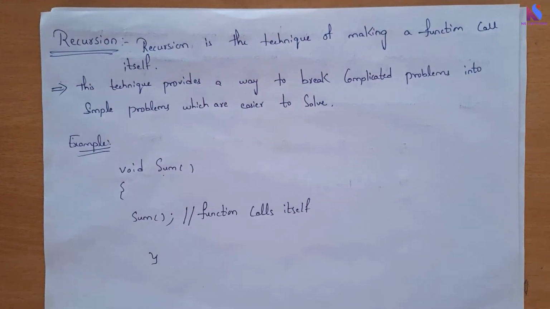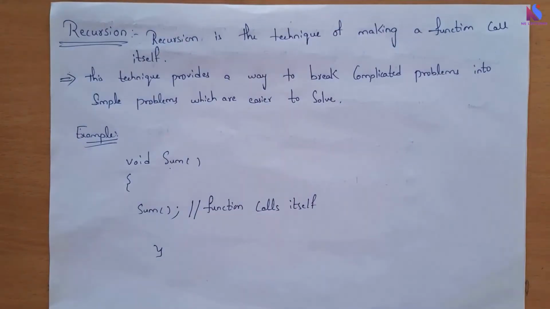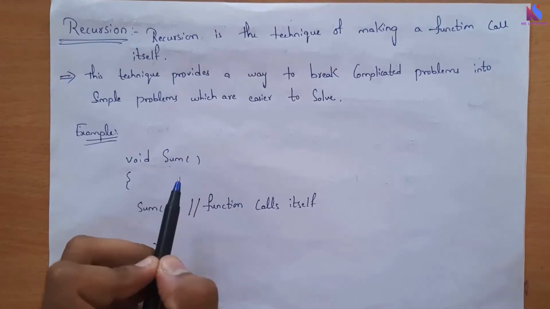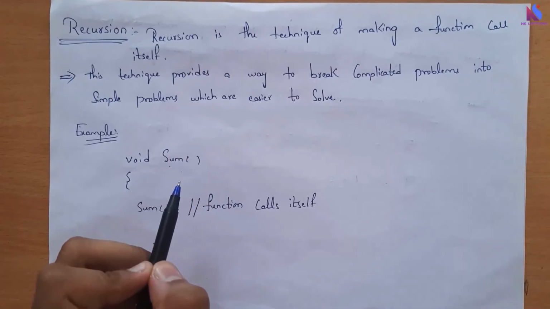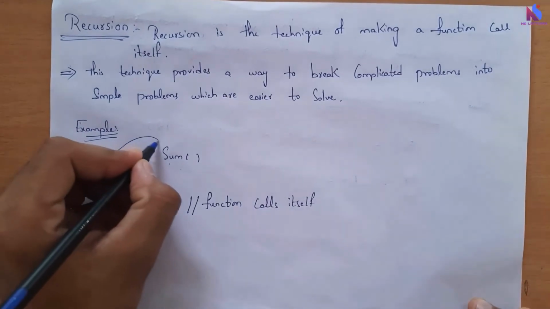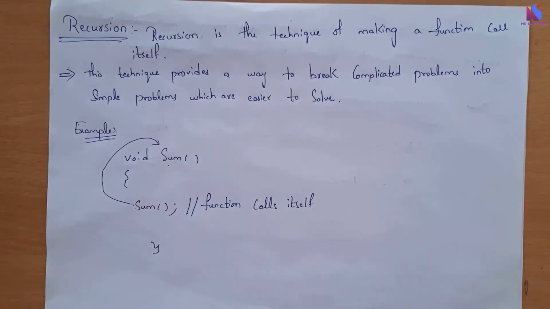By using recursion we can break complicated problems into simple problems so that we can easily solve those problems. This is an example of recursion. Here I created one function. Let the function name be sum. A function which calls itself is known as recursion. So I'm calling this same function here. That means I'm calling this same function, so we call it recursion, because a function which calls itself is known as recursion.